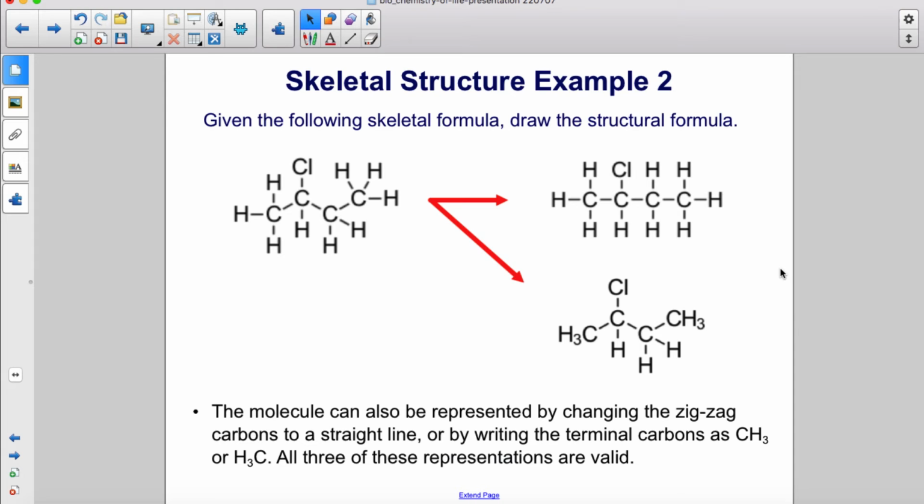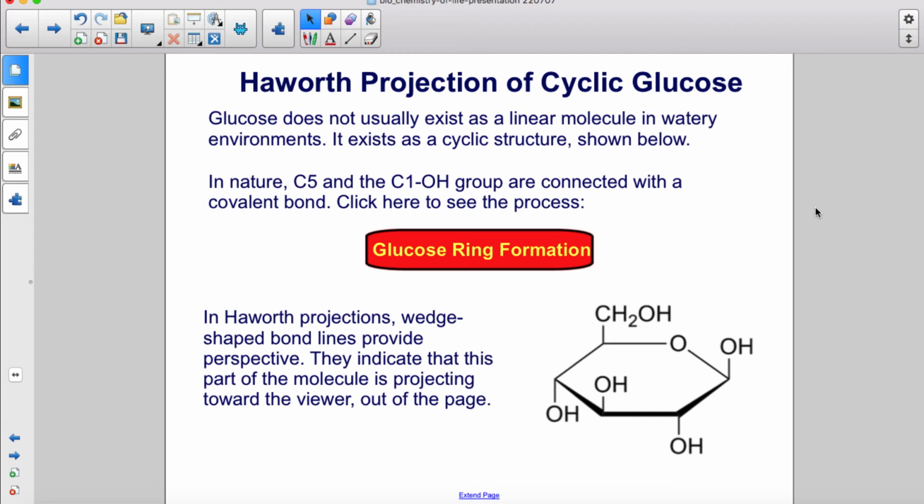The molecule can also be represented by changing the zigzag carbons to a straight line, or by writing the terminal carbons as CH3 or H3C. All 3 of these representations are valid. Glucose does not usually exist as a linear molecule in watery environments. It exists as a cyclic structure shown below. In nature, C5 and the C1 OH group are connected with a covalent bond. Click here to see the process.